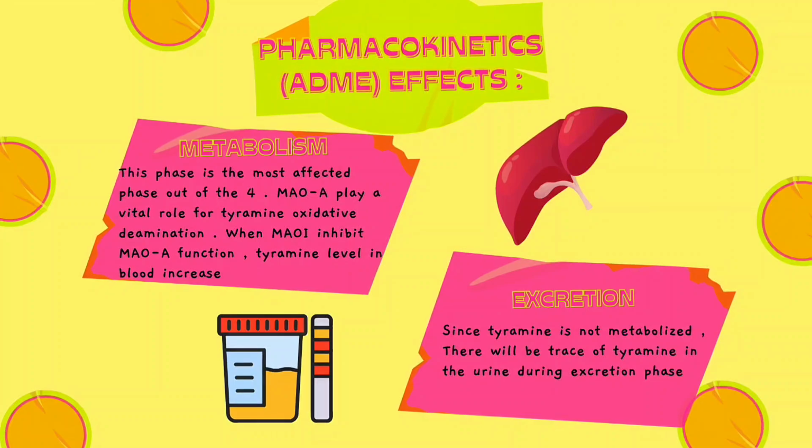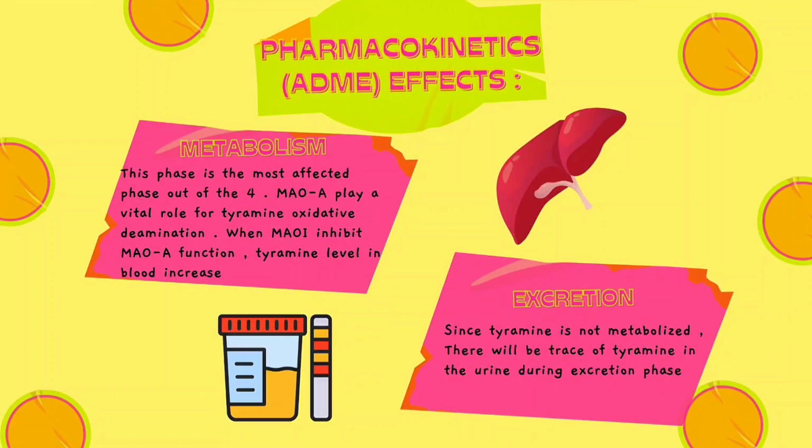In metabolism, this phase is the most affected out of the four. The enzyme plays a vital role in tyramine oxidative deamination. When the drug inhibits the enzyme function, tyramine level increases in the blood. And for excretion, since tyramine is not metabolized, there will be traces of tyramine in the urine during the excretion phase.